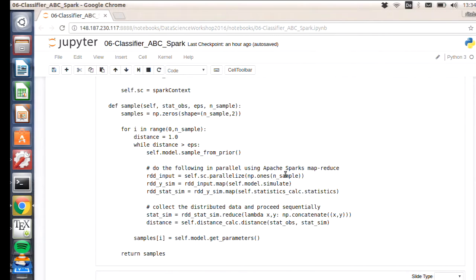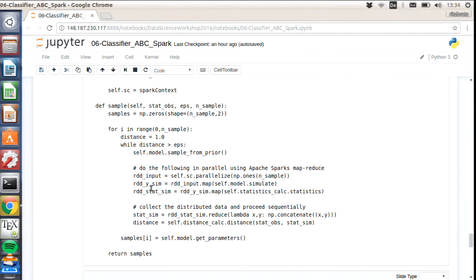Then we consider a map. The next map will be the simulate function. We had the simulation function, and we put that as the map. It takes the theta, and then it creates the next RDD, which is the simulated y. So we have 500 y's in 500 different nodes. And then we extract the statistics from each of the y's. This is another map, and then it creates another RDD.